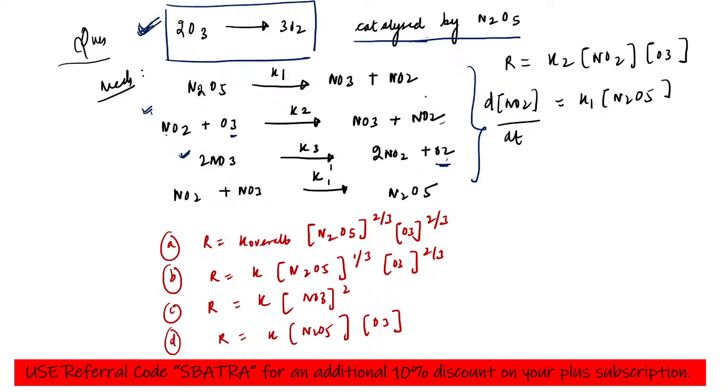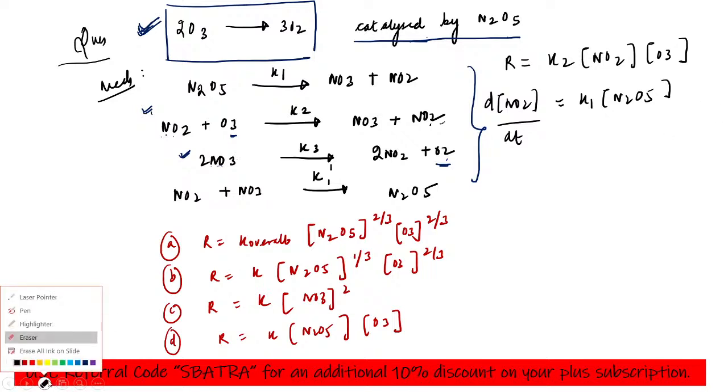Okay, so the reaction is correct only. So what can we write? See, in this case, this is NO2. If I'm writing for NO2, that would be minus K2 NO2 O3. Okay, again we have NO2 on the product side, so that would be plus K2 NO2 O3. Okay, so this term and this term will be cancelled out, so I can remove these terms.